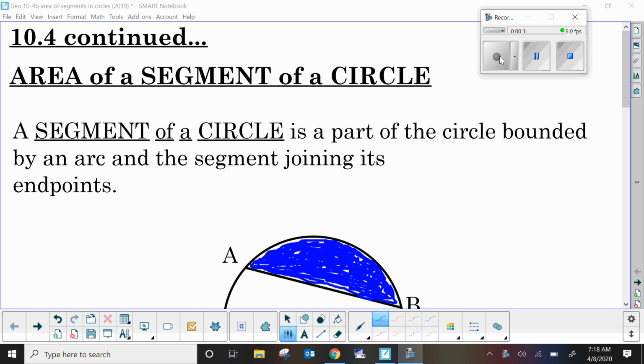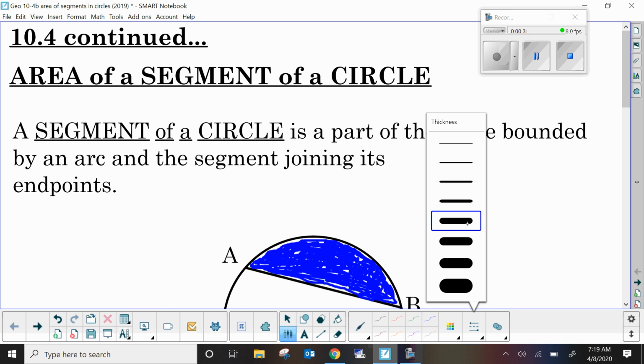Note party. All right, so we're finishing up this section of 10.4, and this final part of this section is the area of a segment of a circle. What a segment of a circle is, it is a part of the circle that is bounded by an arc.